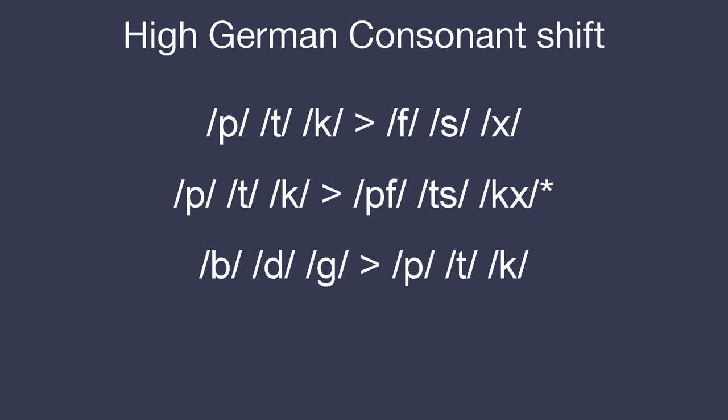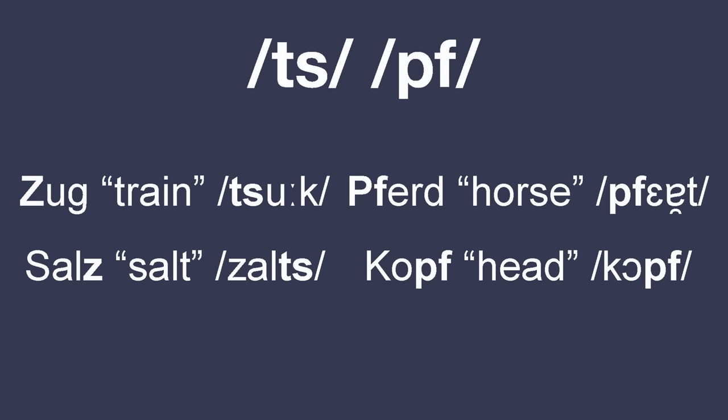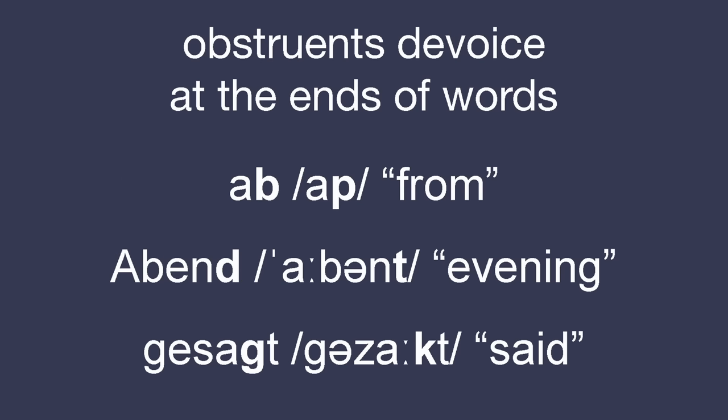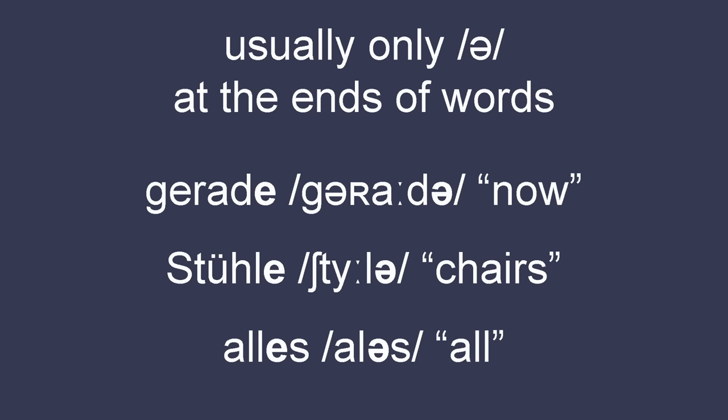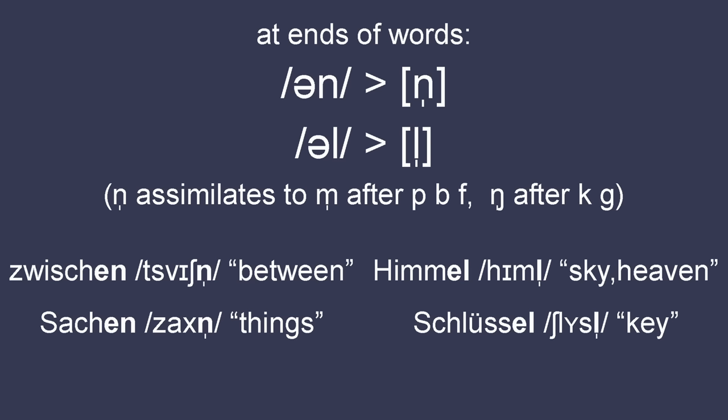Voiced stops b d g then became p t k, and old voiced fricatives v ð ɣ shifted to their corresponding plosives. ts isn't found in many other Germanic languages, and pf is an extremely rare sound cross-linguistically. Once again, obstruents in German devoice at the ends of words, and the only vowel usually allowed at the ends of multisyllabic words is the schwa. German has both the voiceless palatal fricative ç and velar x, which are allophones of each other. The sequences en and el at the end of words are often syllabic consonants n and l.